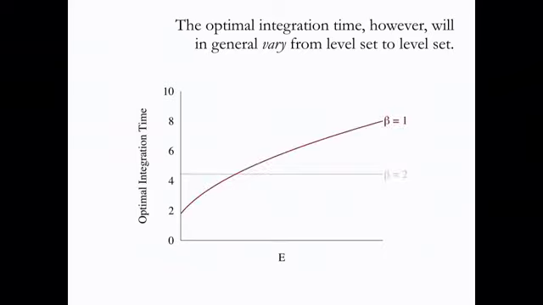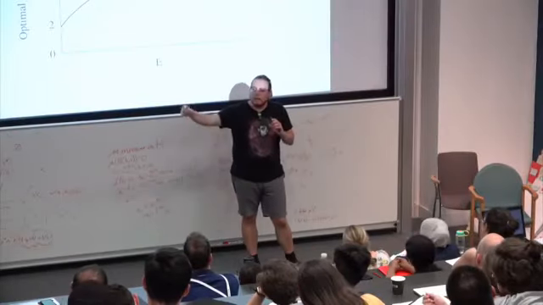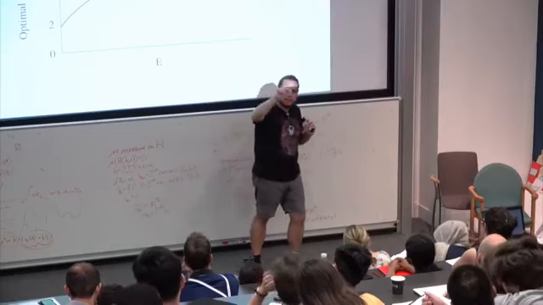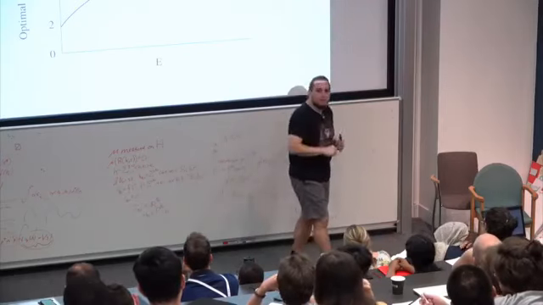If I go to beta equals 1, for small energies, I can actually get away with integrating less. But as I continue to grow, as I go further out into the tails, the integration time grows quite rapidly. And the reason is that the heavier your tail of your density is, the longer the level sets are, the longer it takes to go around them. And so if I'm way out in the tails, and I want to come back, I have to integrate for a very long time to fight those tails and get back to the center where I want.